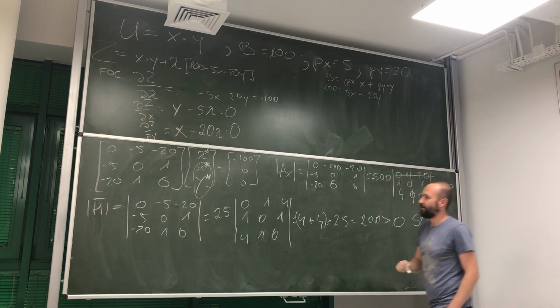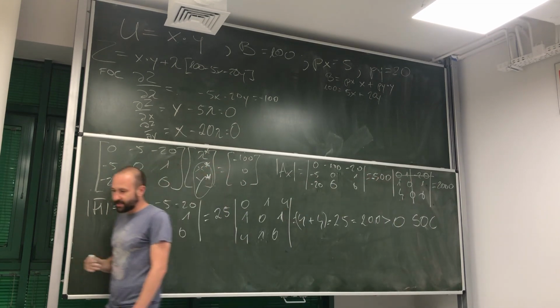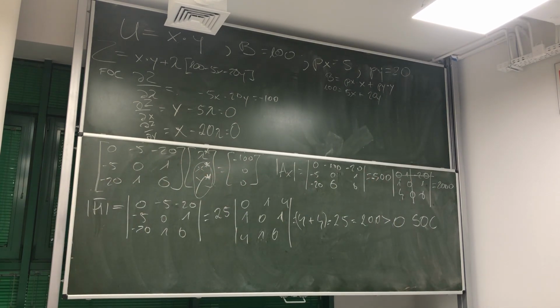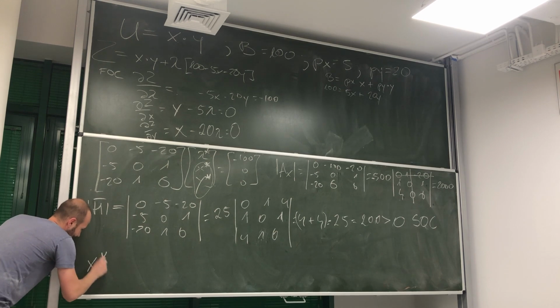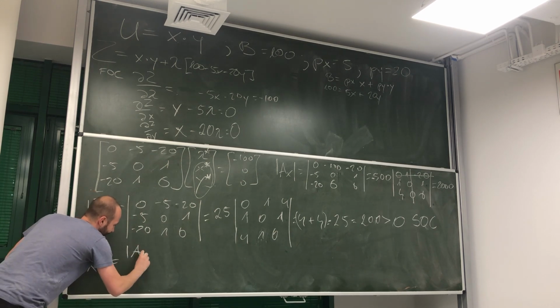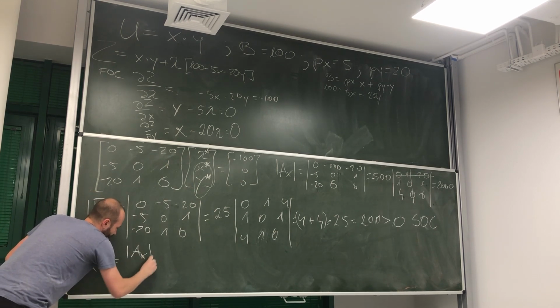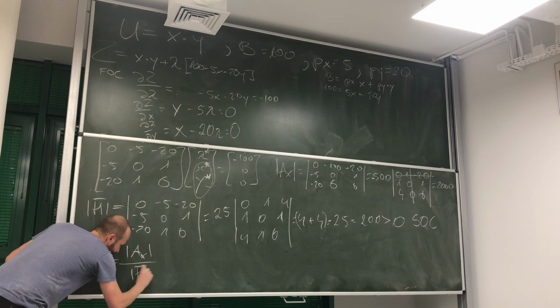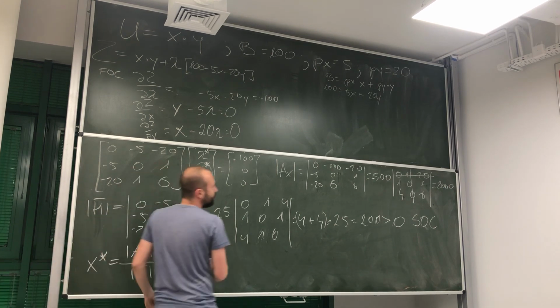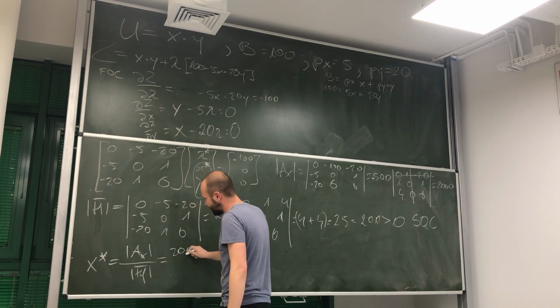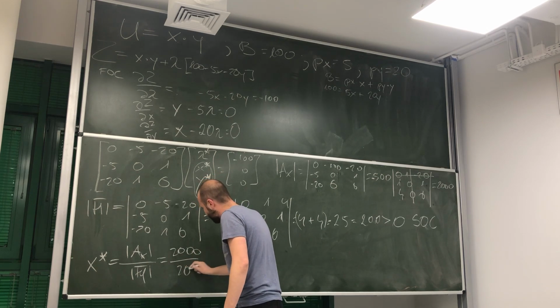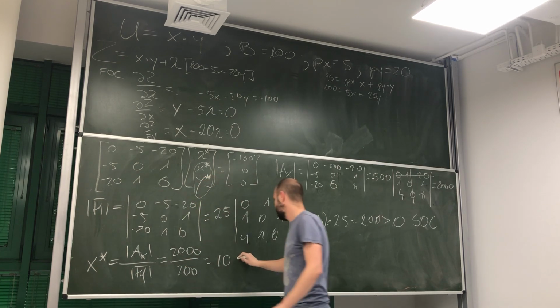Because of that, x in equilibrium is equal to Ax over the bordered Hessian, which is 2,000 over 200, which gives us 10.